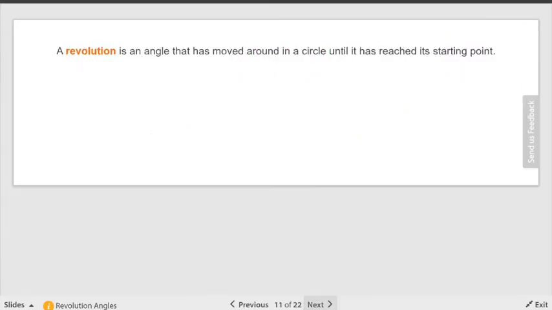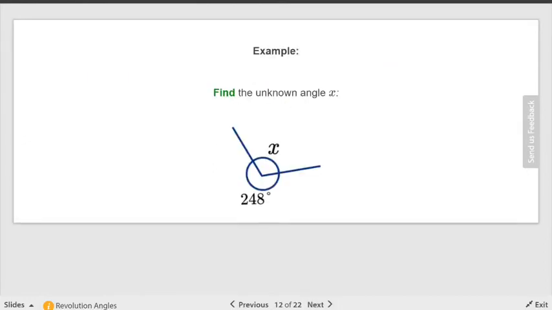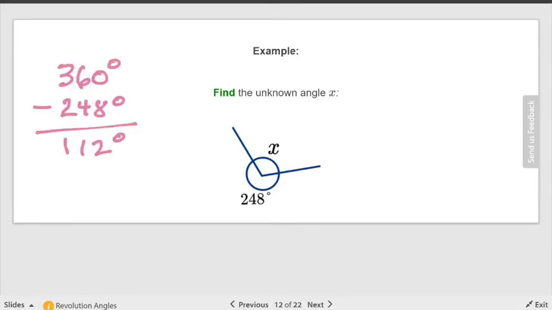So revolution is how many degrees? 360. Here we go. Can't end in 5 if you have an 8 and a 0. It's got to have a 2. Okay, good job. Thank you, Olivia.